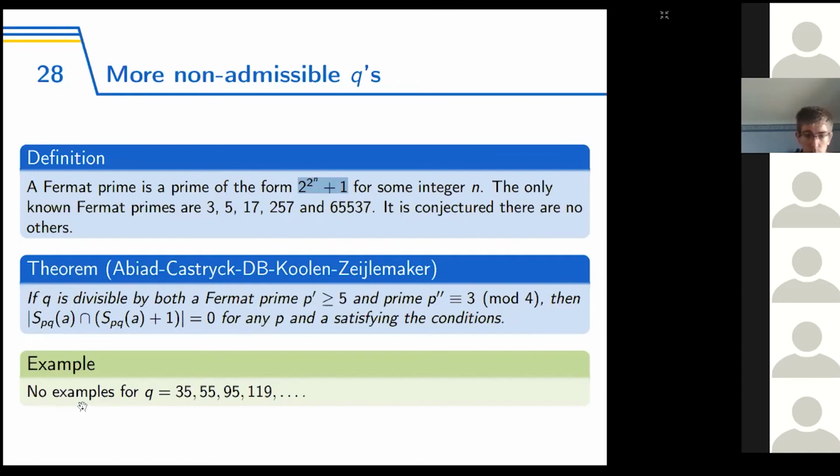So this means that there are indeed no examples for instance for 35, because that's divisible by both 5 and 7. For 119, because it's divisible by both 17 and 7. I've discarded here the ones that are already divisible by 3. But we can see here that there are some other q's for which the construction won't give anything.